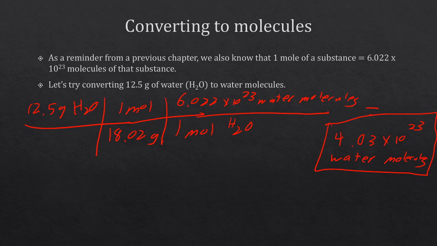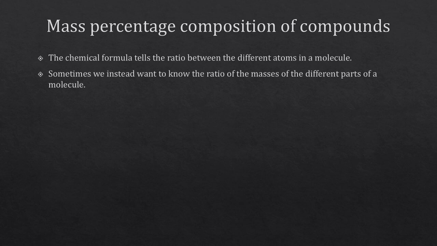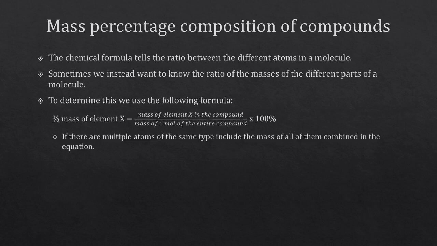So now let's look at one more idea here. Let's look at mass percent. We'll finish up this video with this idea, mass percent, for understanding how compositions work. The chemical formula tells us the ratio between the different atoms in a molecule. However, sometimes what we want to know is the ratio of the masses of the different parts of the molecule.